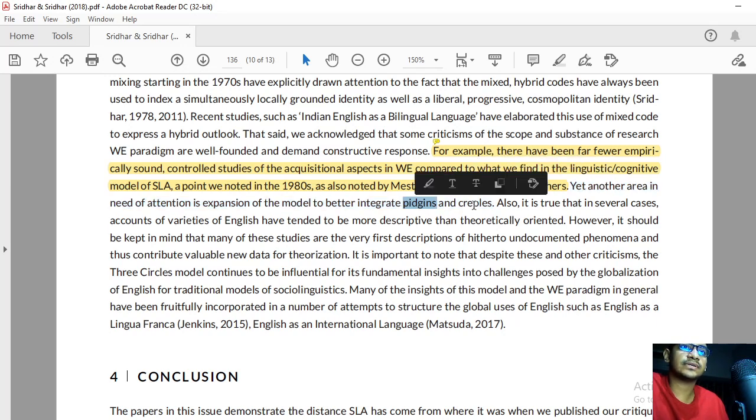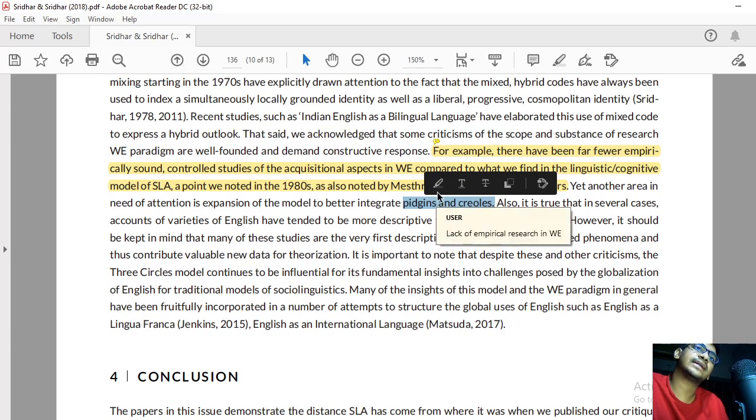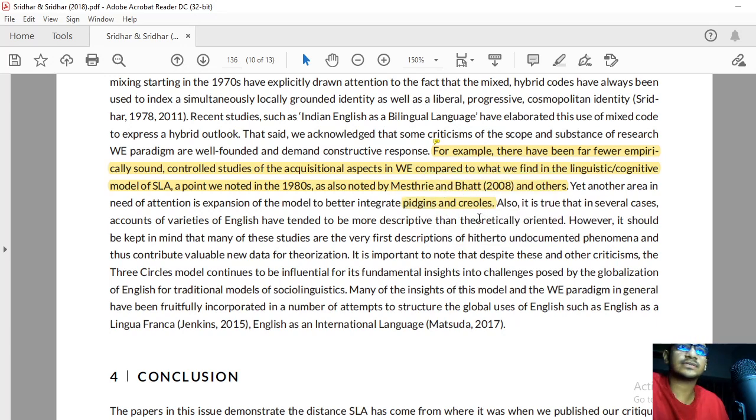So pidgins and creoles are also ignored or neglected, right? You know what pidgins and creoles are? A pidgin is a contact language which was used as a lingua franca, like a mixture of English and another language. And a Creole is a second generation or a third generation pidgin.